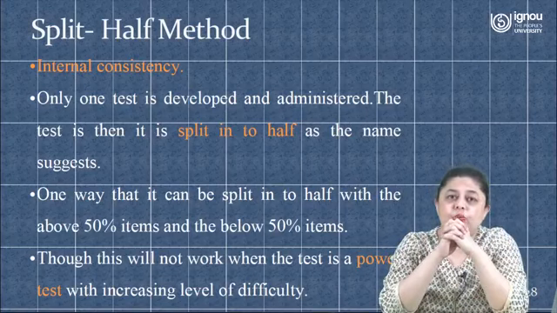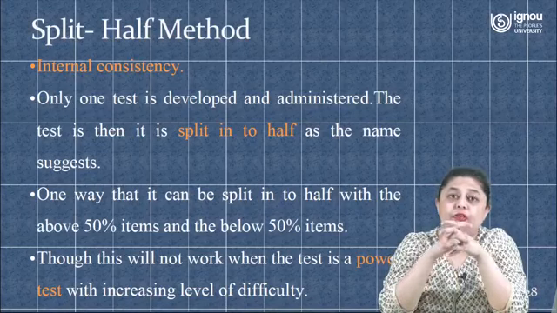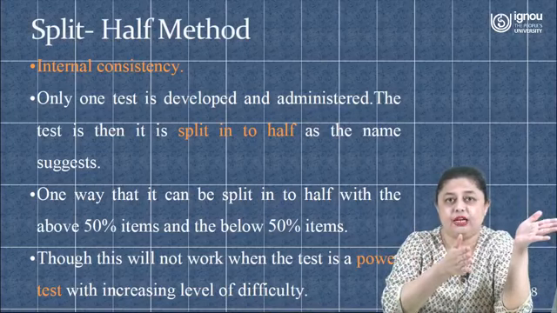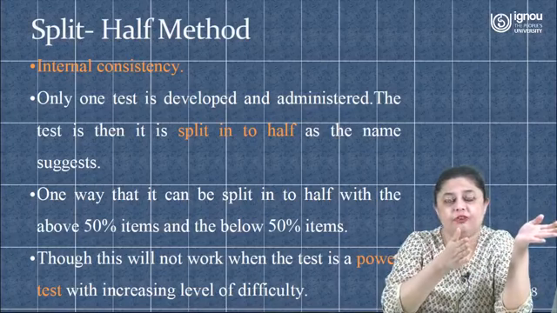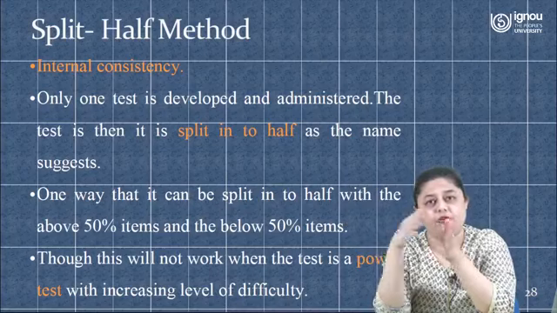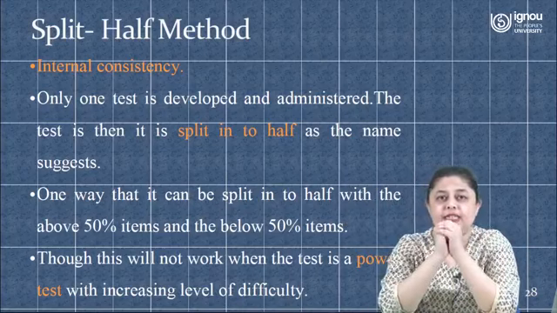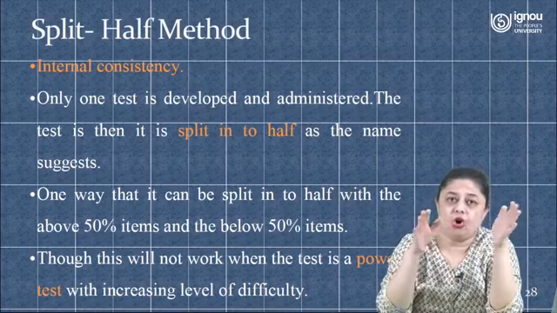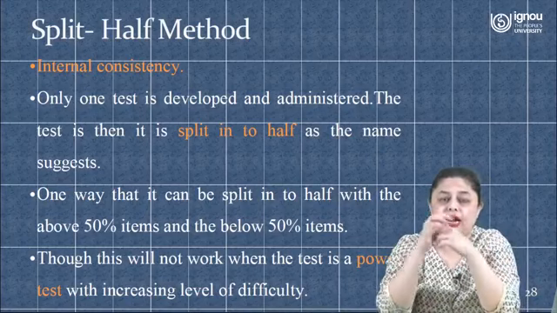But this could be difficult mainly when you have something like a power test. Why? Because if it is a power test, the first 50 items would be extremely easy and the next 50 to 100 items would be difficult. So it doesn't make sense, right? Another way in which you can split is all even-numbered items together and all odd-numbered items together.